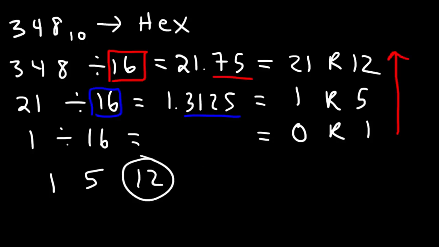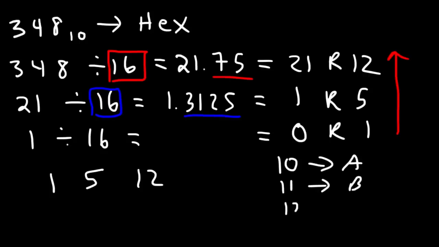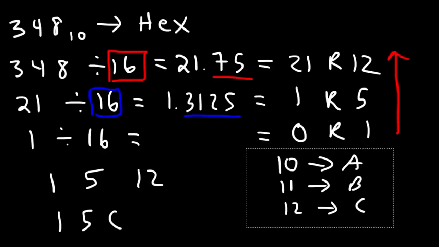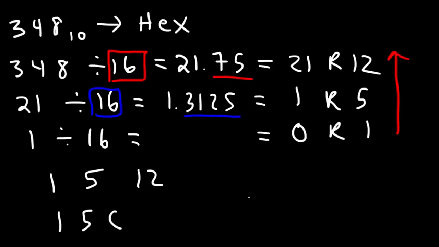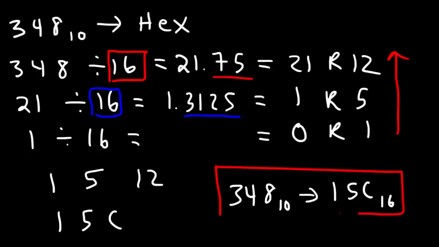Now 12, because it's larger than 9, we need to convert it to a letter. So remember, 10 corresponds to A, 11 corresponds to B, and 12 corresponds to C. So it's 1, 5, C. So therefore, we could say this. 348 in the base 10 system is 1, 5, C in the base 16 system. And so that's how we can convert a decimal number into a hexadecimal number using successive division.